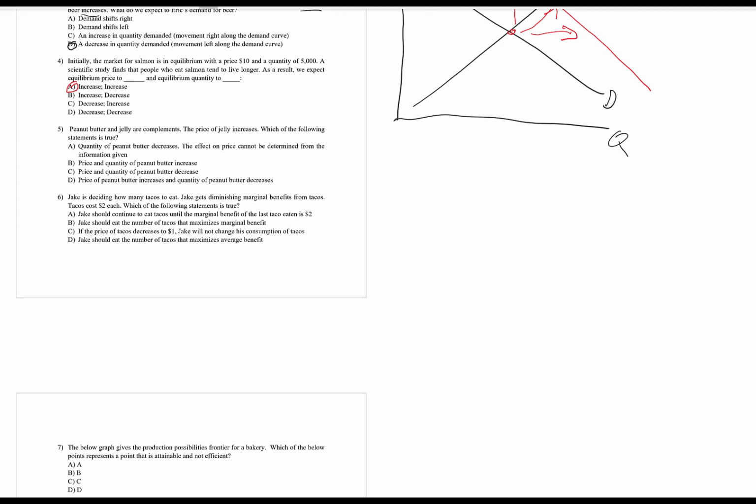Peanut butter and jelly are complements. Let's think about what this means. Complements are two goods we tend to consume together. So let's think about what happens when the price of jelly increases. The law of demand says the quantity of jelly will decrease. And this has nothing to do with substitutes or complements. This is just when the price of a good goes up, people consume less of it.